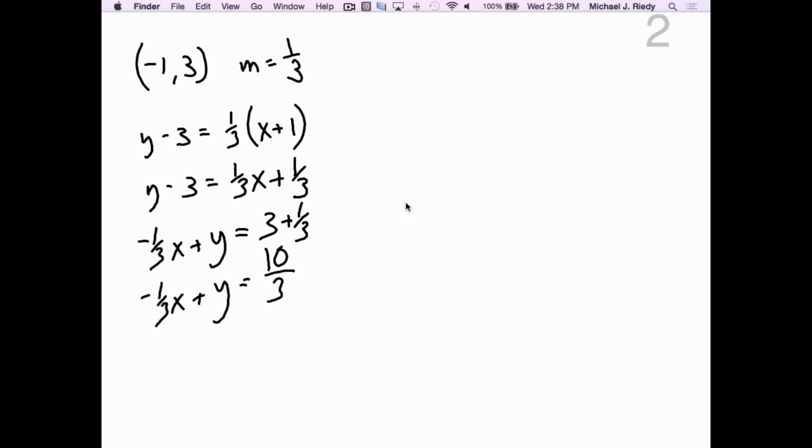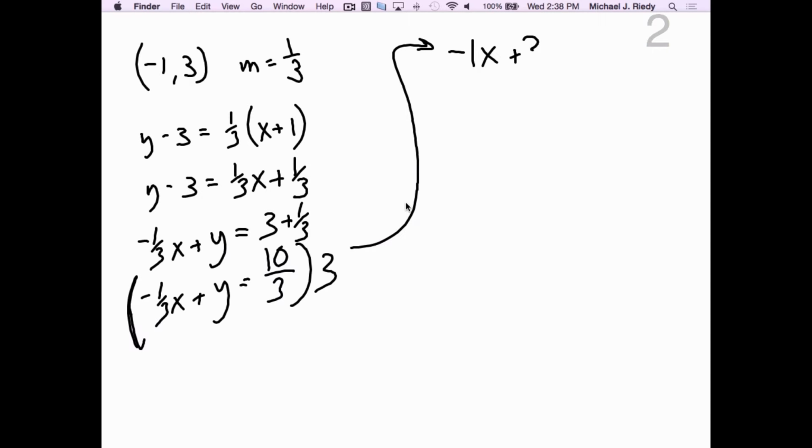I don't like the 3's on there. This is a trick you're going to love. I'm going to multiply everything by 3. Yes, I did it right. What's negative 1/3 times 3? Careful. Negative 1x. What's 3 times y? 3y. What's 3 times 10/3? 10. Done. We're in standard form now.